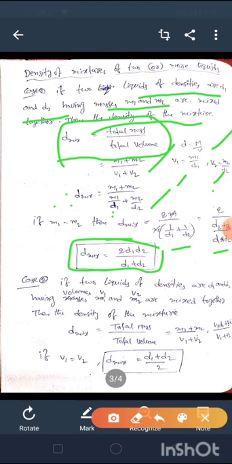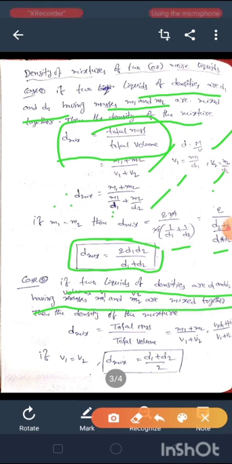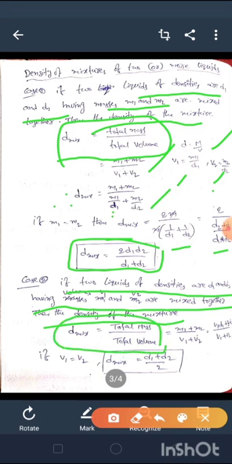Case 2, if two liquids of densities d1 and d2, having volumes v1 and v2, are mixed together, then we know the formula for the density of the mixture is total mass by total volume. Here the total mass is m1 plus m2 and the total volume is v1 plus v2. As we know the definition of density is mass by volume, then mass is equal to volume into density. Here m1 is equal to v1 d1, and m2 is equal to v2 d2.